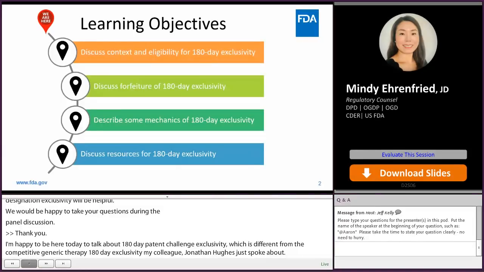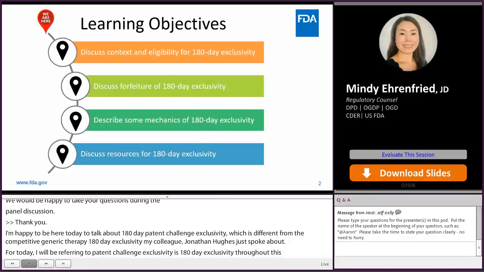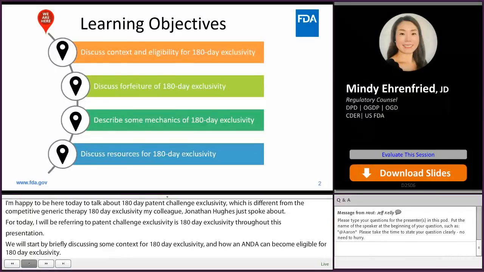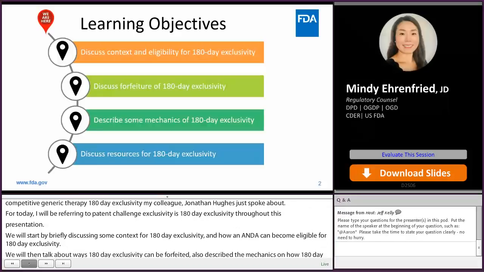We'll start by briefly discussing some context for 180-day exclusivity and how an ANDA can become eligible for 180-day exclusivity. We'll then talk about ways 180-day exclusivity can be forfeited. We will also describe some of the mechanics on how 180-day exclusivity works. And finally, we'll highlight a few resources that provide more information on 180-day exclusivity than we can fit into today's presentation.